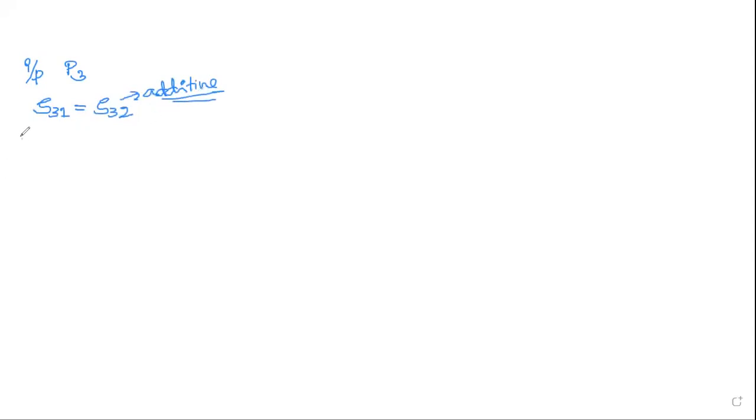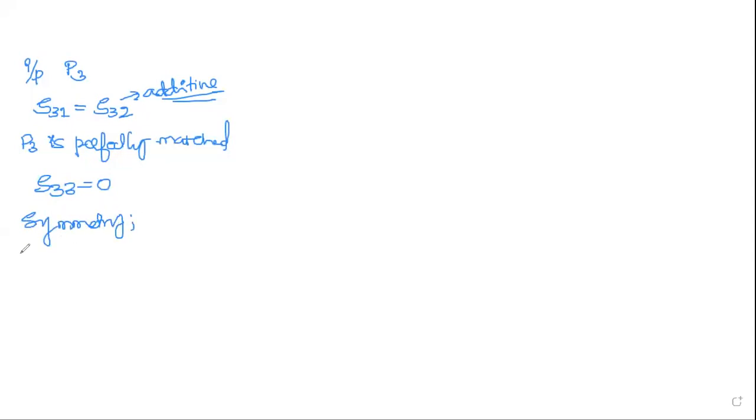Next, the same process: port 3 is perfectly matched, which means that your S33 value will be equal to 0. That is again the second step, which is the same characteristic. Then you will be applying the symmetry property according to the symmetry of the reciprocal network. You know Sij is also equal to Sji. Now based on this, you will be writing the S parameter.